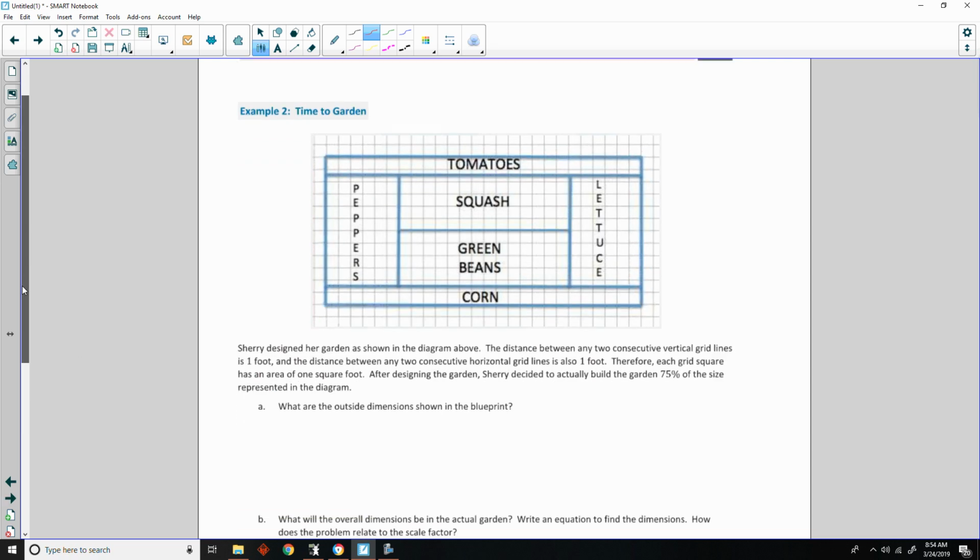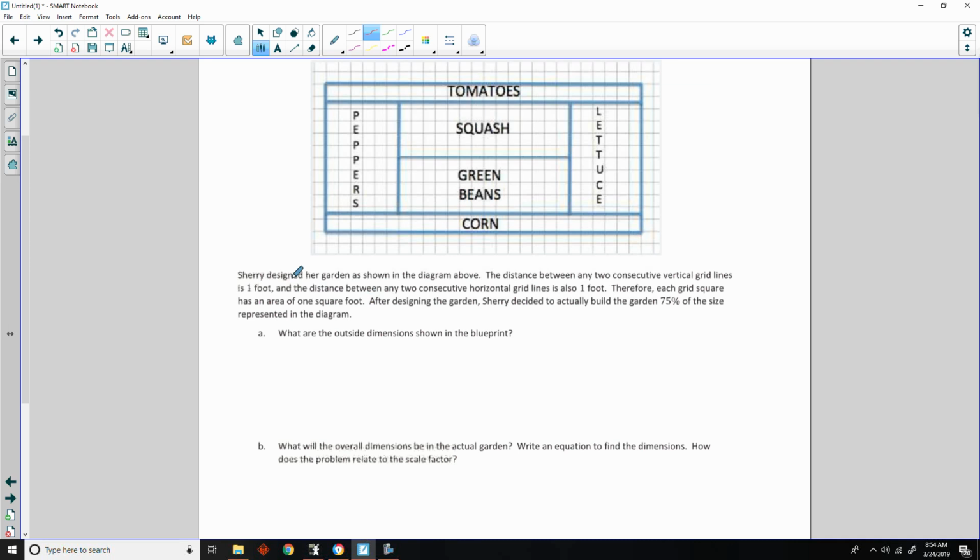Example 2. Time to garden. Sherry designed her garden as shown in the diagram above. The distance between any two consecutive vertical grid lines is 1 foot. So from here to here is 1 foot. And the distance between any two consecutive horizontal grid lines is 1 foot. Actually, I did horizontal already. The vertical, they said first, that's 1 foot. And the horizontal is 1 foot. So each one of these squares is 1 by 1, or 1 square foot. Therefore, each grid square has an area of 1 square foot.